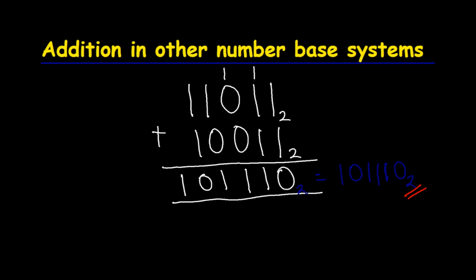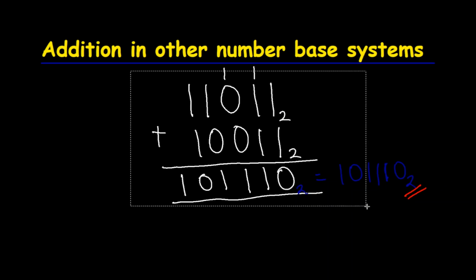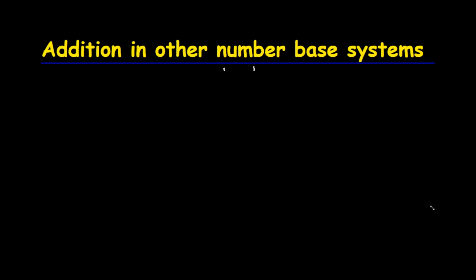So let's take another example. Let's create some space. For our second example, let's add numbers in base 4 this time. Let's add 231 in base 4 and 313 in base 4.